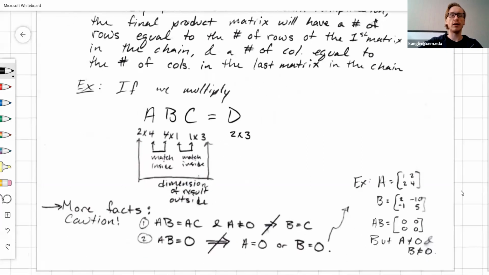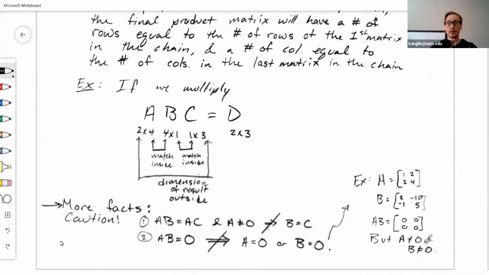So let's see some more facts here. Some things to caution about, some things about matrices that might not be intuitive based on our understanding of number arithmetic and number algebra on the real numbers. First fact, if you have the matrix equation A times B equals A times C and you know A isn't the zero matrix, it turns out you actually cannot conclude immediately that B equals C.